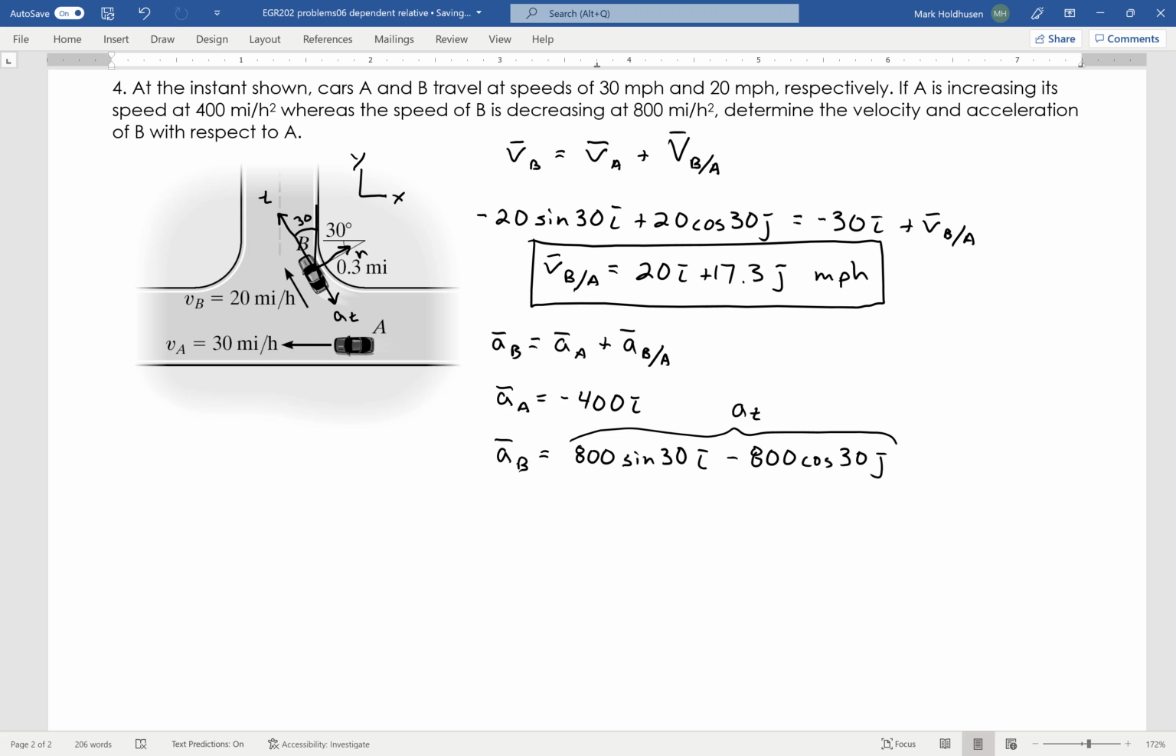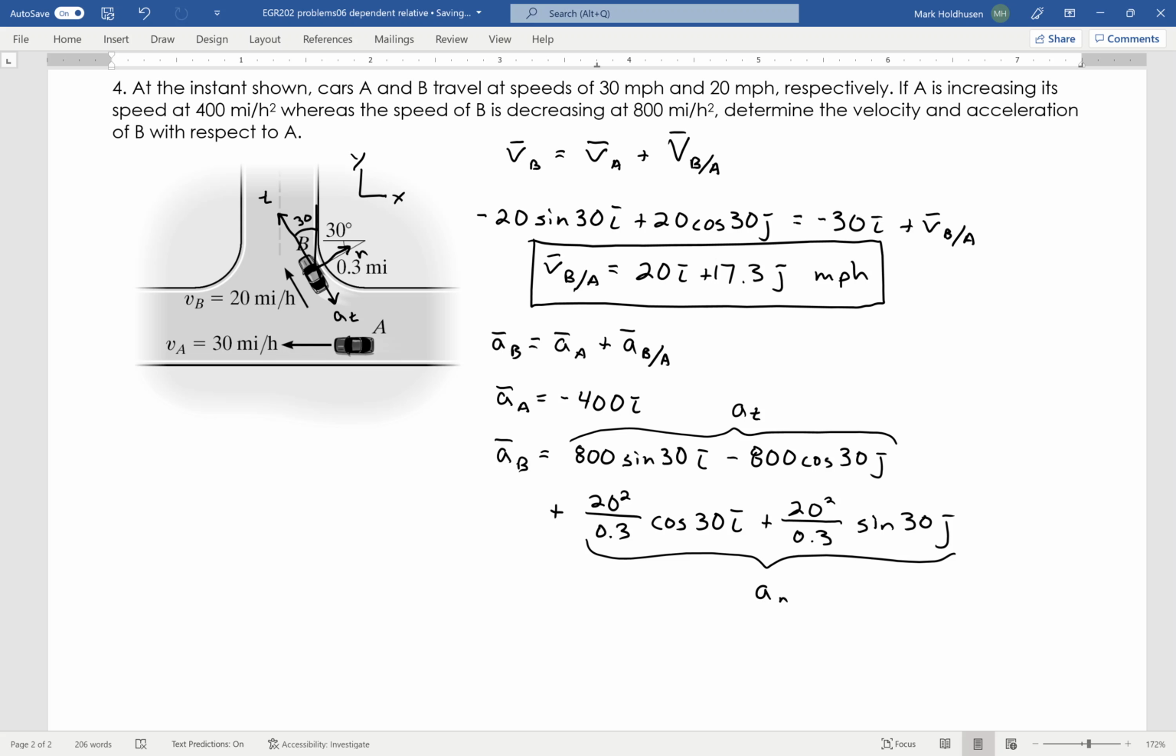Your normal acceleration is going to be positive x, positive y, pointing towards the center of that circle, and it's going to be equal to v squared over rho, where v is 20 squared, and rho is given to me as 0.3. And again, this will be cosine 30 in the i and sine 30 in the j, both positive because it's towards the center of the circle there. This is my normal acceleration.